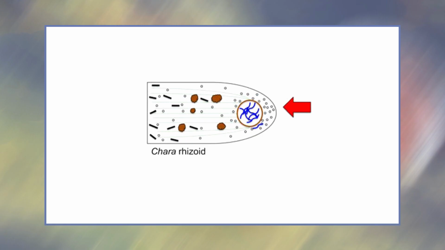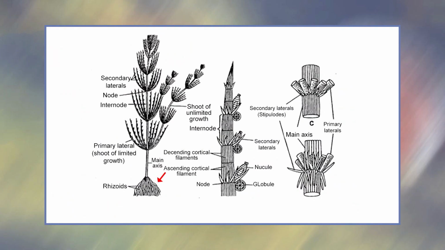The tips of rhizoids possess minute solid particles which function as statoliths. The rhizoids show apical growth. Rhizoids help in attachment of the plant to the substratum, that is mud or sand, in absorption of minerals, and in vegetative multiplication of plants by forming bulbils and secondary protonema.